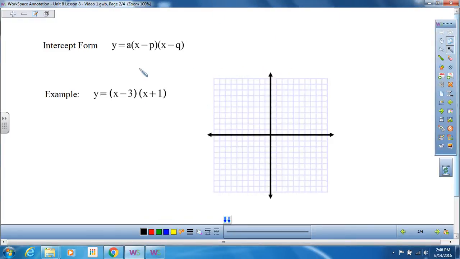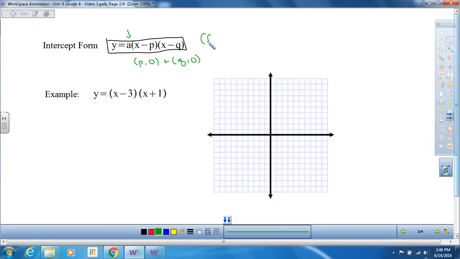Okay, so this is what we call intercept form. The a value is still your a value. And then your intercepts are (p, 0) and (q, 0). So this is also like factored form. Okay, so for example, this is intercept form.